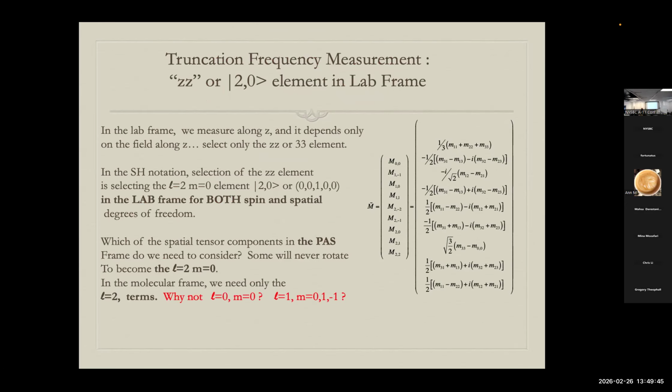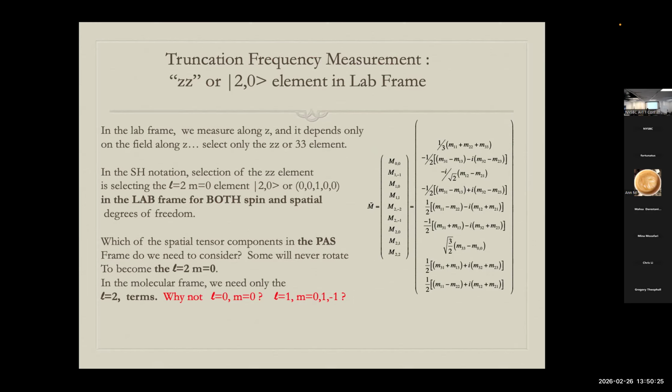So let's remind ourselves how we simplify the lab frame. We're going to want Z. Only the Z element can be detected, and so we've only been using the ZZ or 3-3 element. What's that simplification for spherical harmonics? It's the L equals 2, M equals 0 in the lab frame. But if that's the case for the spin degrees of freedom, that's also the case for the rotation. We only need the 2, 0 component. So we don't have to calculate all the other things.